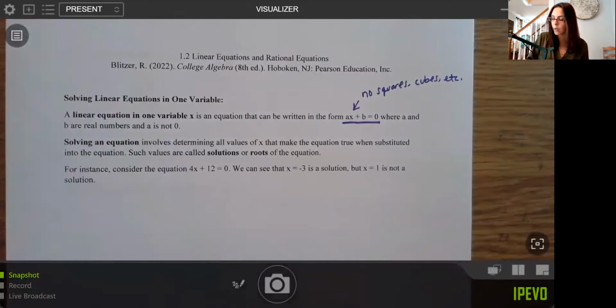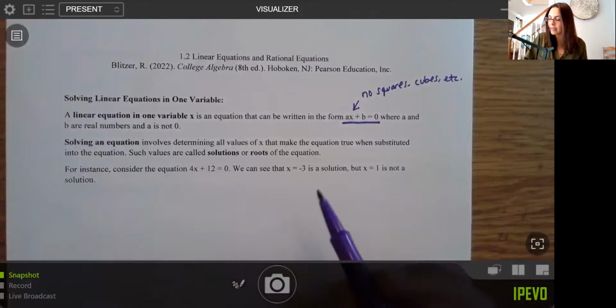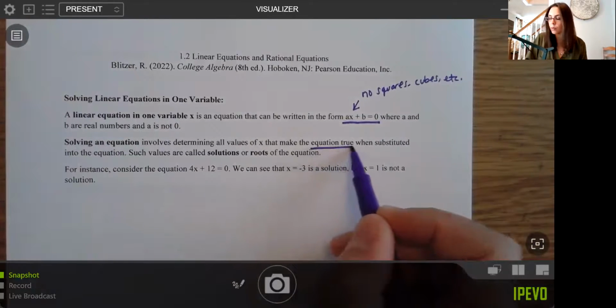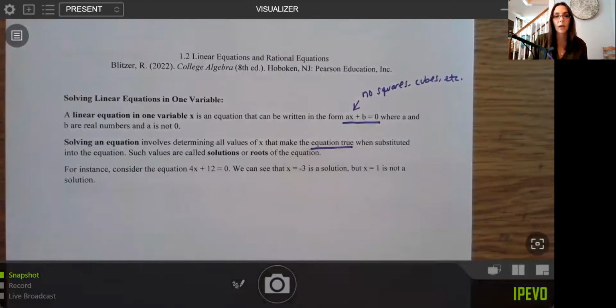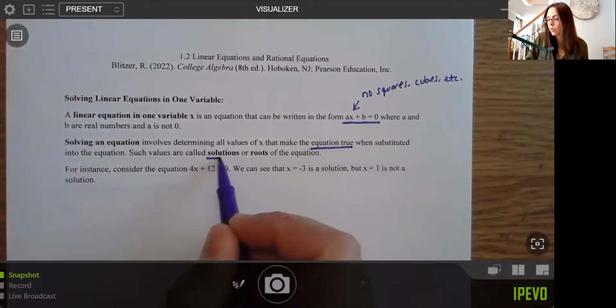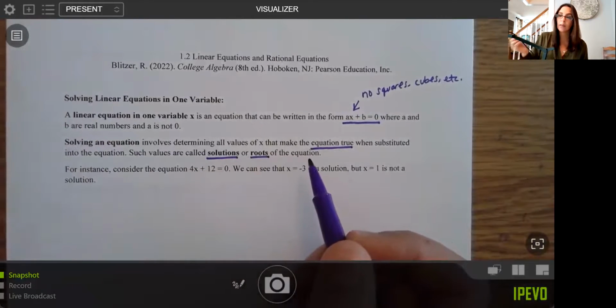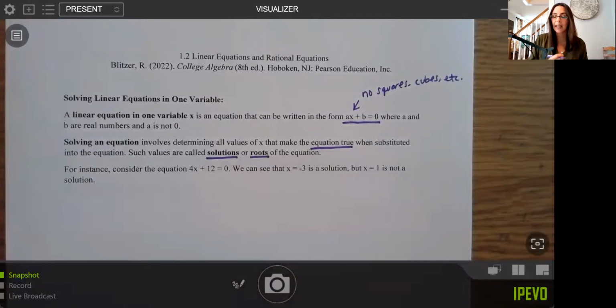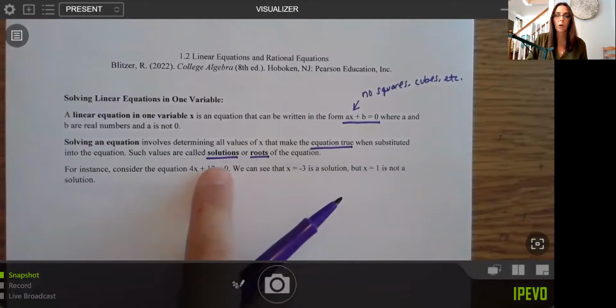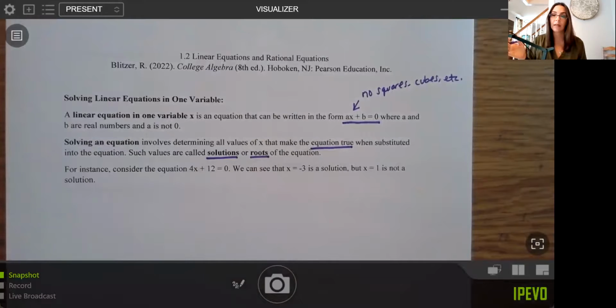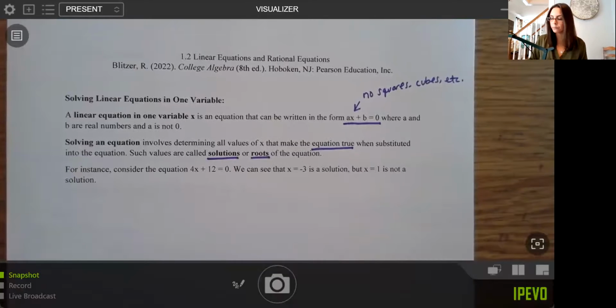Now, to solve that equation means to find all values of x that make the equation true when we substitute them into the equation. And these are called solutions. When you see the word solution or even the word root, those are used interchangeably. You want to think about those values that make the equation true. And this definition of solution goes for really throughout mathematics for any number of variables. If you have one variable or two or more, it's still that same idea of getting a true statement.